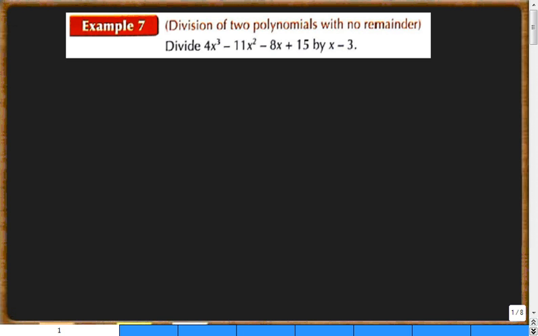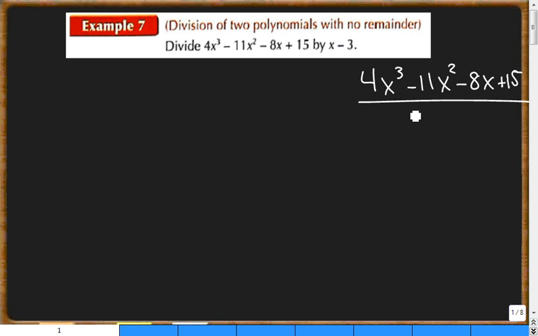Okay, so we're going to look at another problem. It's asking us to divide 4x cubed minus 11x squared minus 8x plus 15 by x minus 3. So we want to, again, take our numerator, and that's going to go underneath our division bar.